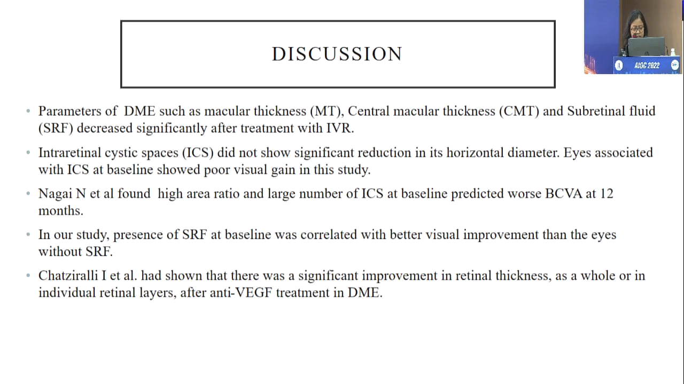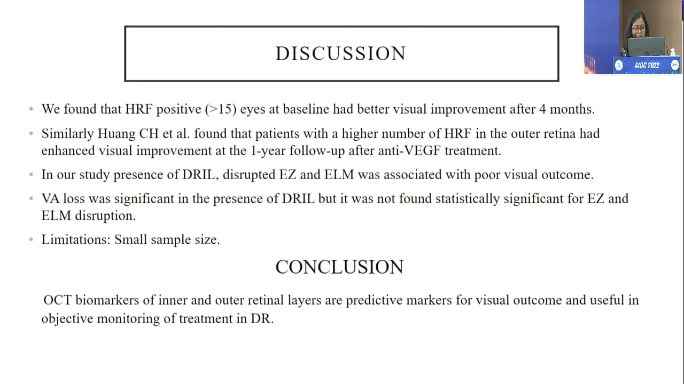Coming to other studies, like Nagai et al. found that high area ratio and large number of ICS at baseline predicted worse visual outcome at 12 months. Like my DME parameters, Kadzirali et al. also found significant improvement in retinal thickness as a whole and in individual retinal layers after anti-VEGF treatment in DME. And also for HRF, like my study, Huang CH et al. found that patients with a higher number of HRF in the outer retina had enhanced visual improvement at 1 year of follow-up after anti-VEGF treatment.